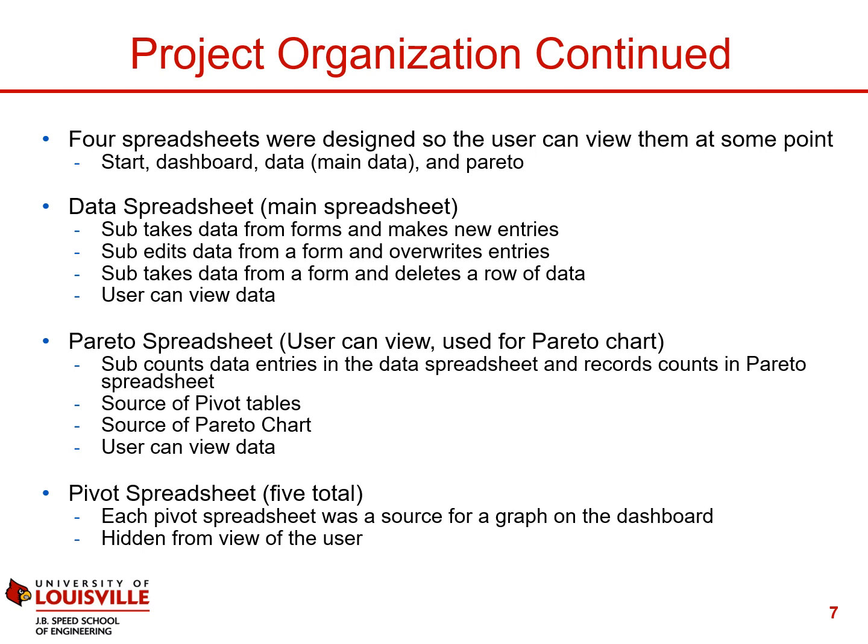So subs take data from a form and make new entries to the spreadsheet. Subs can edit data, they can also delete data, or you can just view the data that's in that spreadsheet. The data spreadsheet elements, such as the count, are transferred to the Pareto spreadsheet, where the user can also view the Pareto spreadsheet, and Paretos were used as the source for pivot tables and pivot charts. In the pivot tables, pivot spreadsheets, those were hidden from the view of the user, but the resultant chart was added to the dashboard, and buttons were built to control that view.